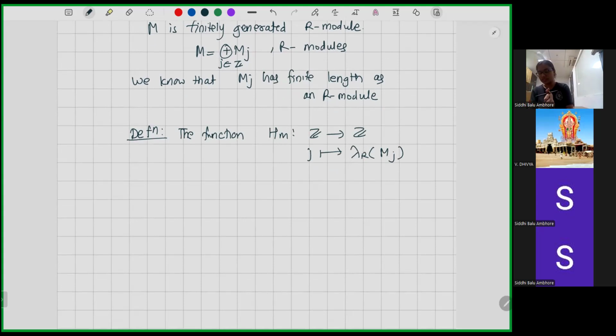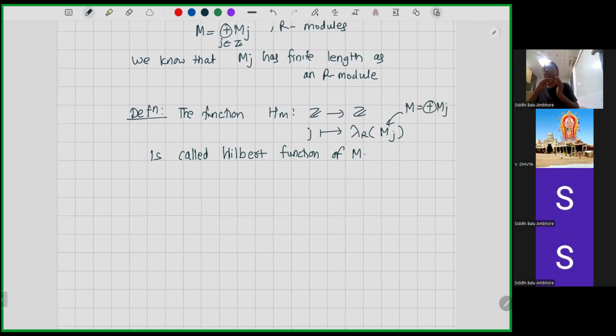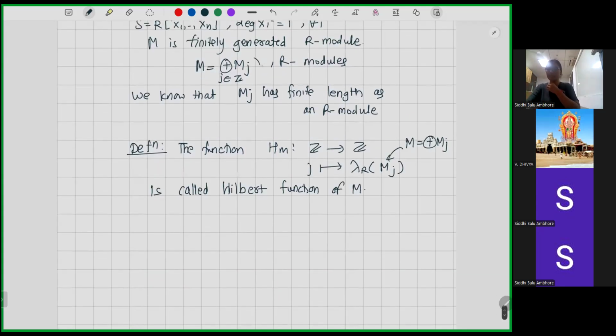And in this decomposition, when we have J to be the zero ideal, then lambda R of 0 is just the number 0. And this Hm is called the Hilbert function of M. Because this Mj is of this form, this is the Hilbert function for M. And here the decomposition is over Z. That's why this is well defined.